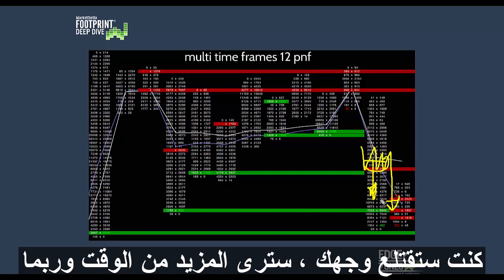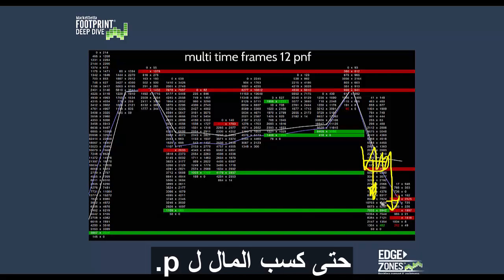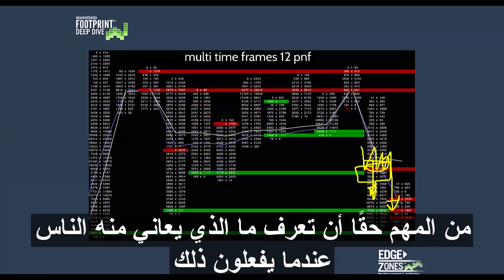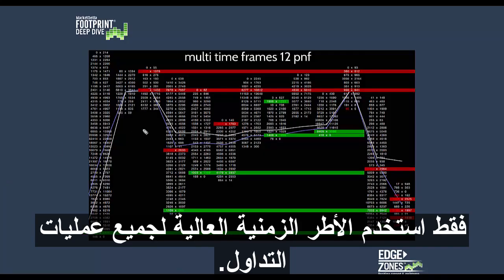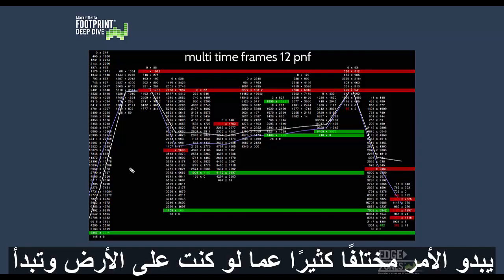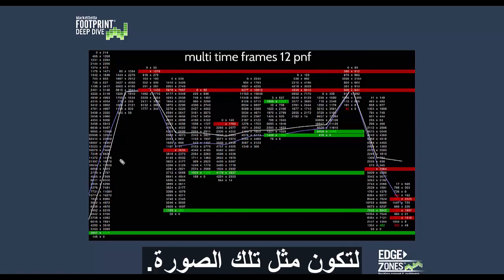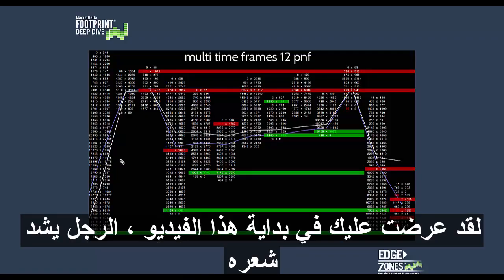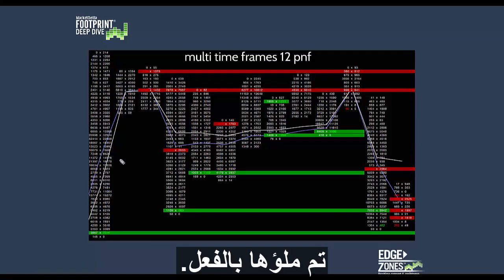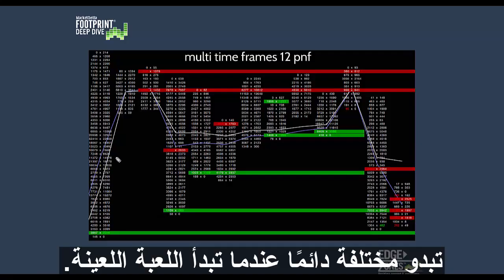So you had more time and maybe even made money on a 4 P&F trying to play this area to the long side. But on a 12, it looks like it just ran right through you. Really important to know, and what people struggle with when they just use too high time frames for all their trading. It looks a lot different when you're on the ground, and you start to be like that image I showed you at the beginning of this video, the guy pulling his hair out of his head. Because what you prepared for on charts that already filled out always looks different when the damn game starts.